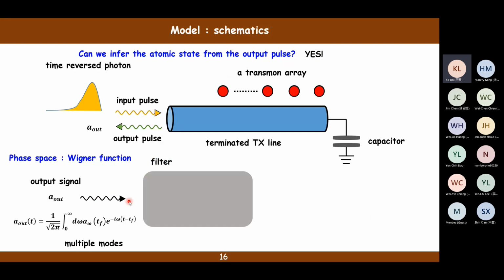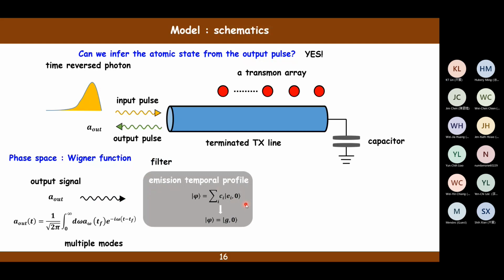The purpose of this filter is to select a range of the frequency of interest. So the kind of filtering function that we are considering is like that. Now we are using the emission temporal profile of this qubit array as our filtering function.